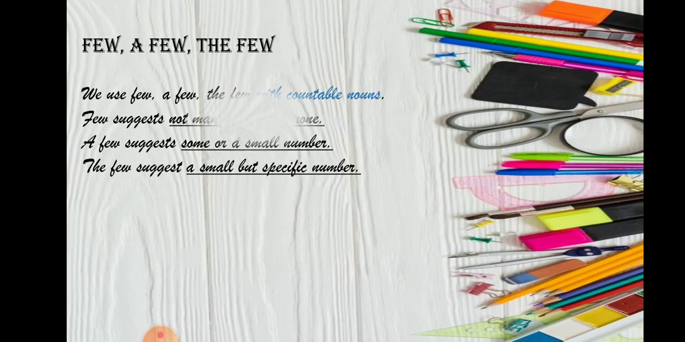In the same way, few, a few and the few. These are used with countable nouns. Few suggests not many or almost none. A few suggests some or a small number. The few suggests a small but specific number.